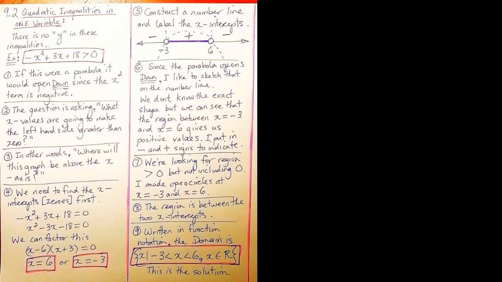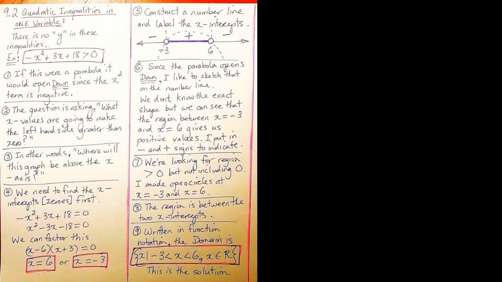You can see here that we don't bother to put in the y-axis because we're only dealing with what happens when we plug in different values for x. The -3 and the 6 would be where the x-intercepts are, so I've got those labeled. Now that parabola, I've put a little sketch in there just to remind myself that this is a parabola that would open downwards.